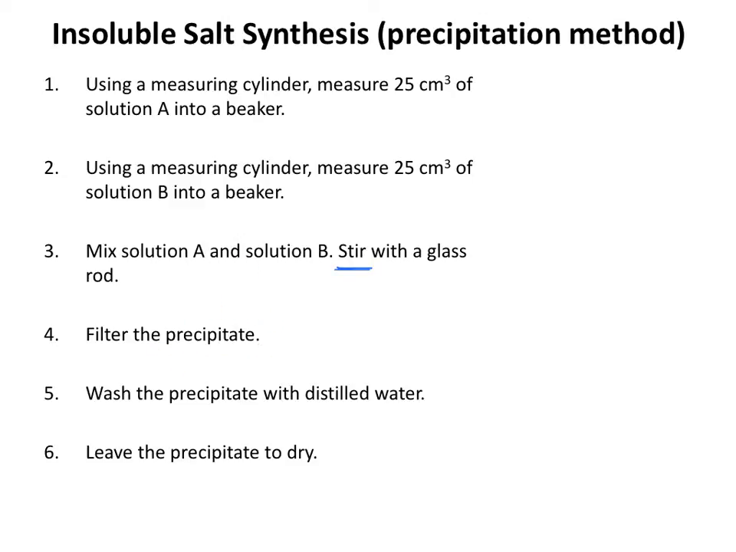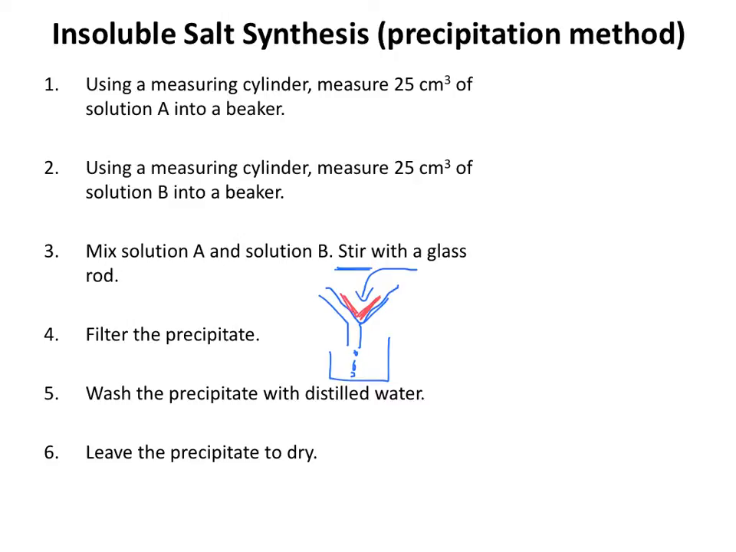Now that solid needs to be extracted from the mixture, and we do that by filtering it out. So you'd have a filter funnel and a piece of filter paper in the middle, and you'd pour the mixture in, and underneath you'd have a beaker, and you can see that you get drops of liquid coming through, and you would get your solid salt collecting on the inside of the filter paper.